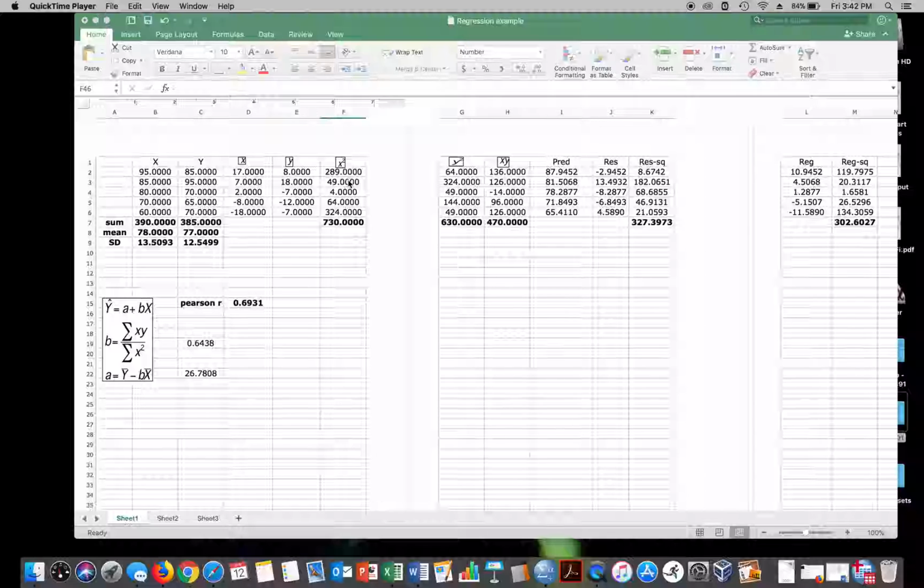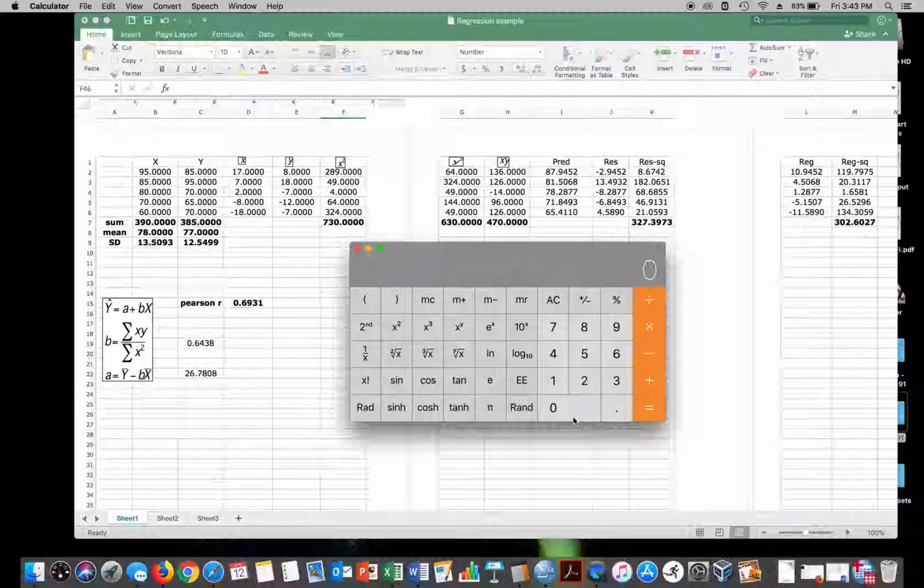And I can use these values to add them up, divide by the number of observations minus 1, so 730 divided by 4, 5 minus 1, and then take the square root, equals 13.5093. So just to show that real quick, I added up all my squared deviation scores, and I got a value of 730. And I divided that by 4. And then I took the square root of that value, and I get 13.5093. And I would do the same thing here. 630 divided by 4, square root, and I get 12.5499.